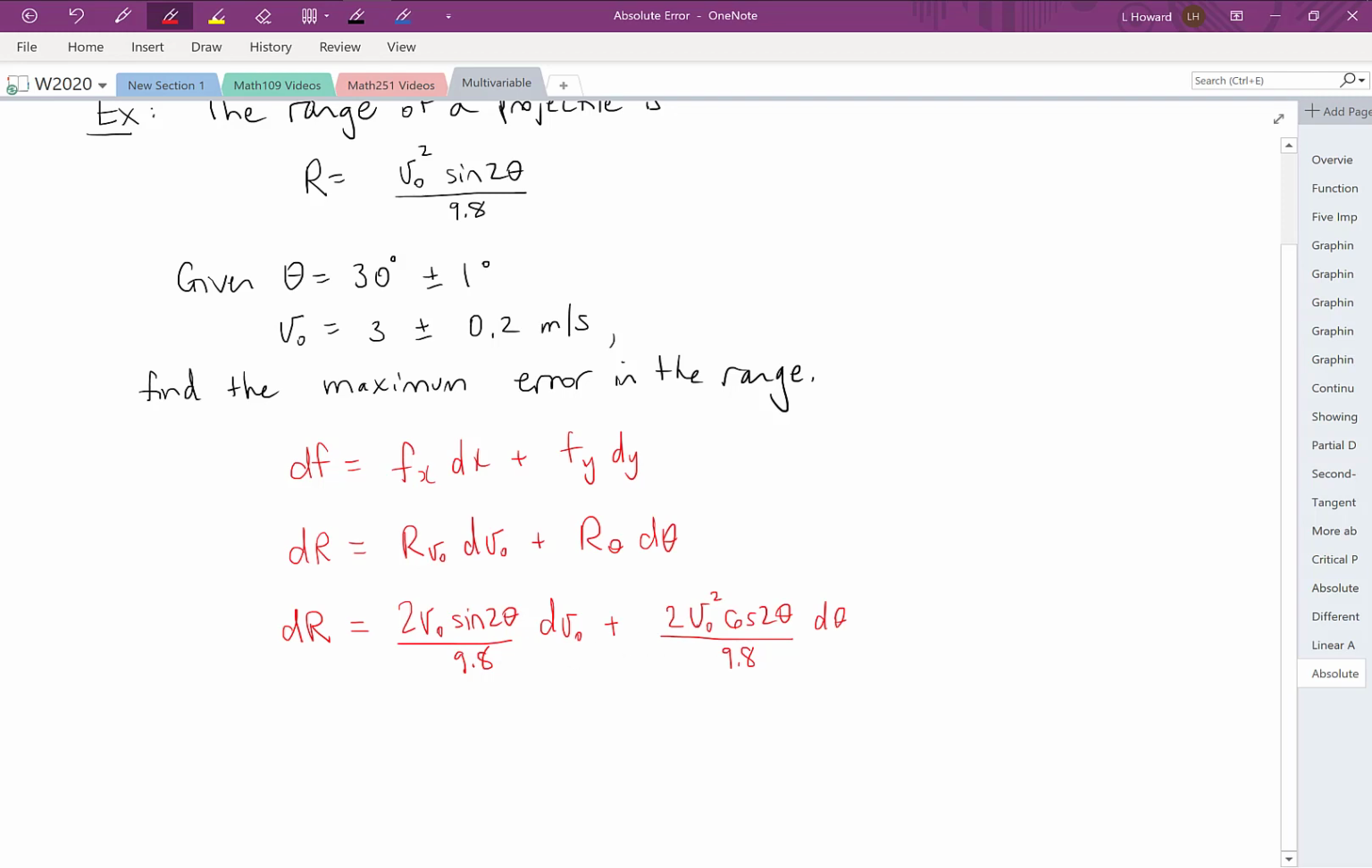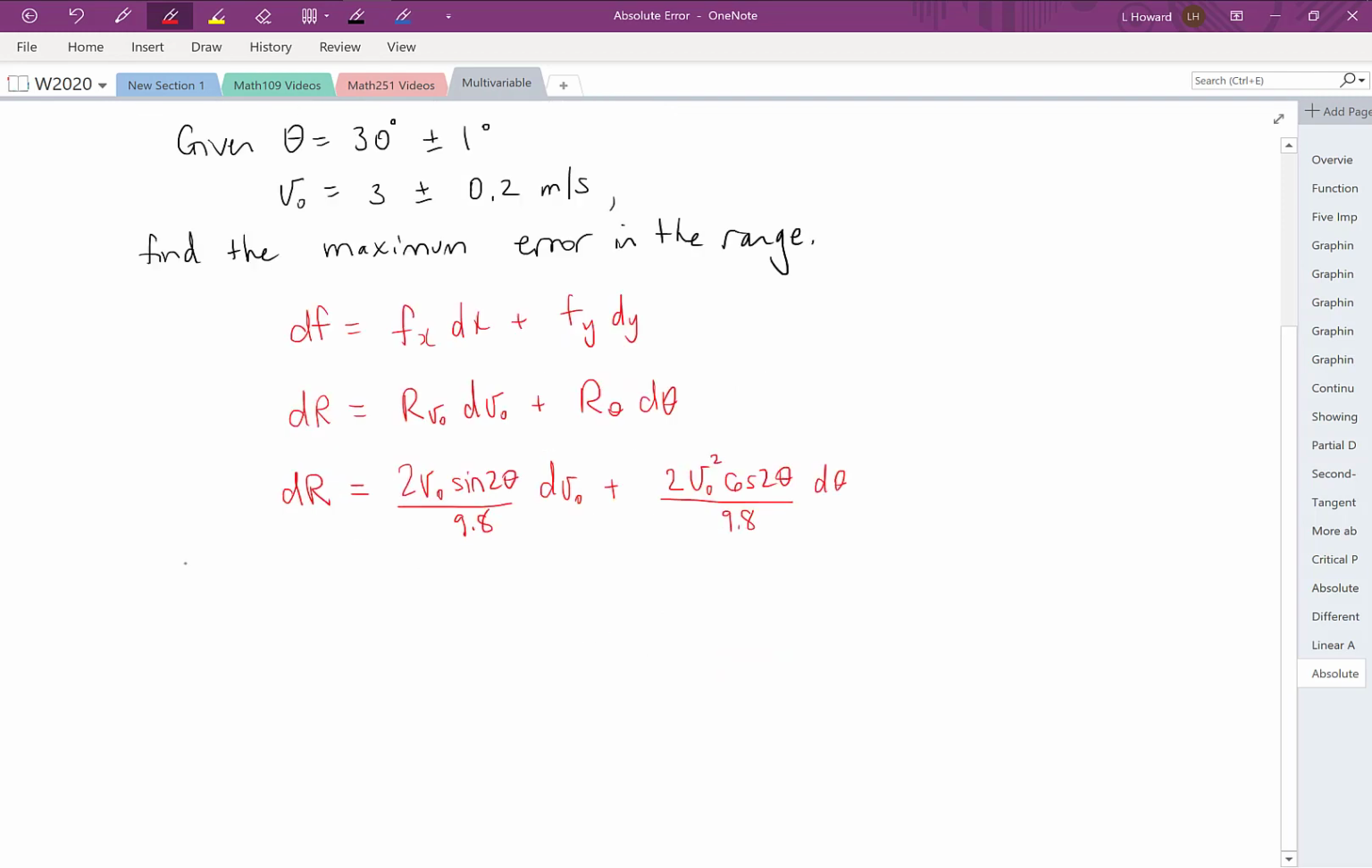So from here, we're going to try to figure out what values to sub in. Let's keep in mind that our goal is to maximize dr. So we're trying to figure out the maximum possible error in the range. And let's talk first about what value of theta and v0 to plug in. For your values of theta and v0, just use whatever estimate is given in the problem. The estimates were 30 degrees for the angle and 3 for the initial speed.